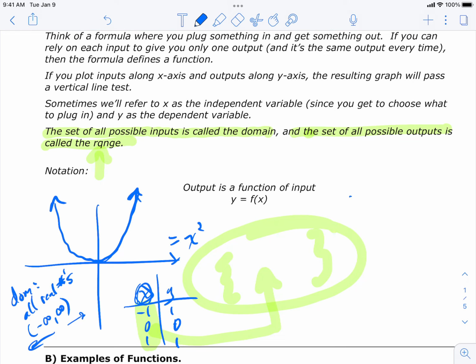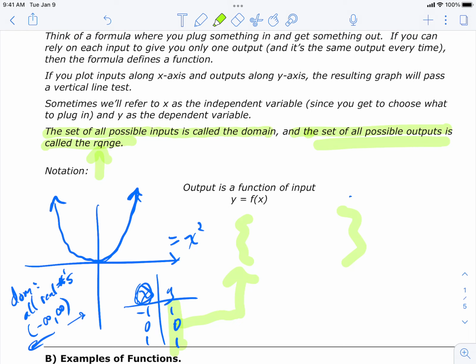And as far as the range, you kind of do something a little bit different there, because you don't look at the X, you look at the Y. It's the set of all outputs, which is what it's saying here. The range is the set of all outputs. So if you took not just the 1, 0, and 1, but every possible output in the world, and you put them in a set, that would be called the range. You can kind of tell by looking at the graph what's the range for this thing.